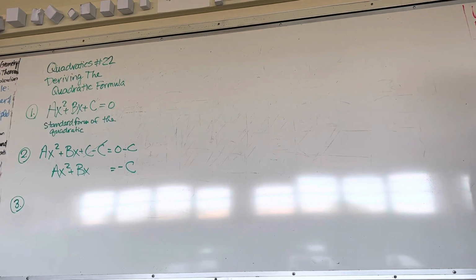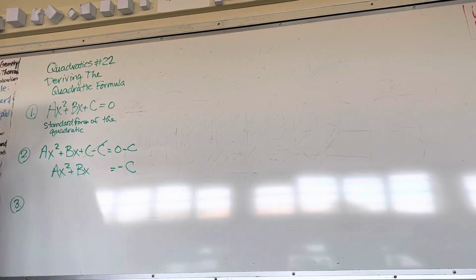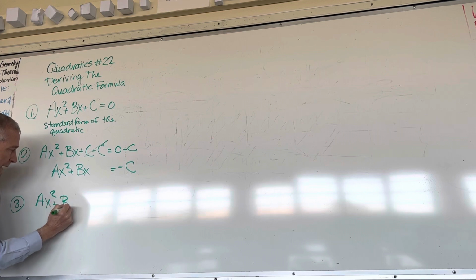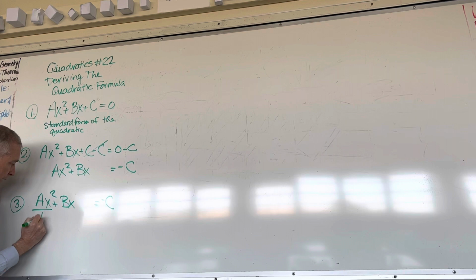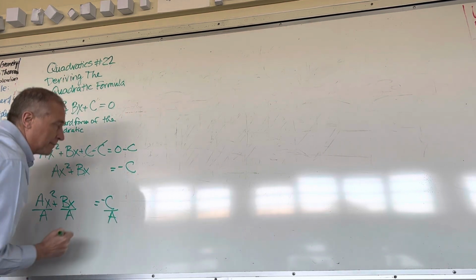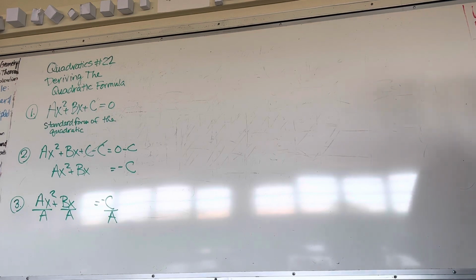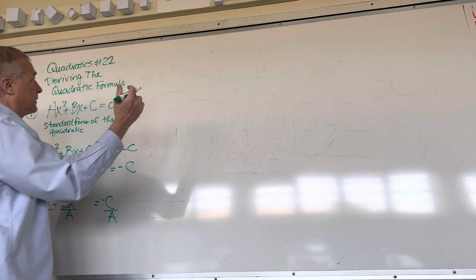So, next step, we are going to divide this through by the constant a, all right? So, we're going to have x squared plus bx equals negative c. We're going to divide everything by a. All right, and then I clean it up in step 4. So I don't clean it up in 3. That's why I'm going to try to stick to the steps.